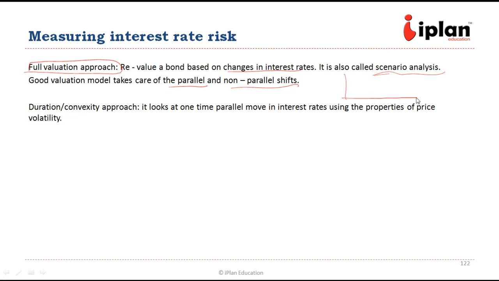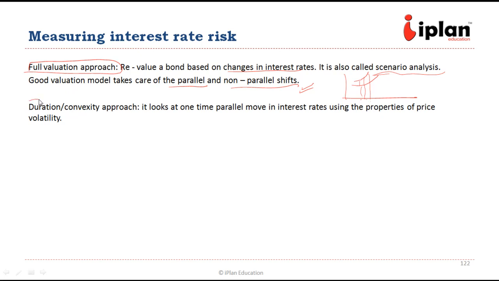So for example, earlier this was the yield curve and there's an interest rate rise, but it may be parallel or may be non-parallel. Suppose this is the new yield curve. So we'll put all these values of different interest rates in the bond valuation formula and calculate the final bond value. So using this full valuation approach, we will reach the actual price change in the bond and we will be able to measure exact interest rate risk. But for that, we need to have the values of these shift in the yield curve.